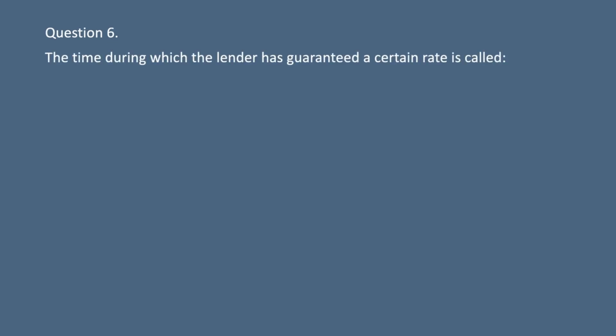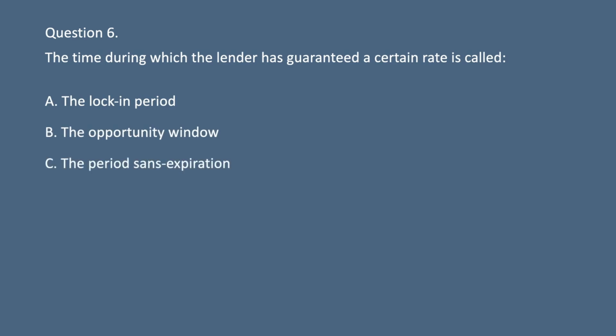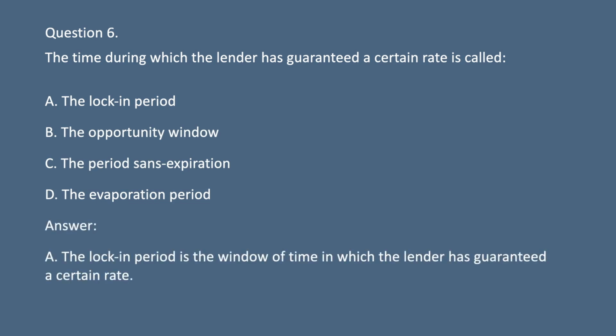Question 6. The time during which the lender has guaranteed a certain rate is called A. The lock-in period. B. The opportunity window. C. The period sans expiration. D. The evaporation period. Answer A. The lock-in period is the window of time in which the lender has guaranteed a certain rate.